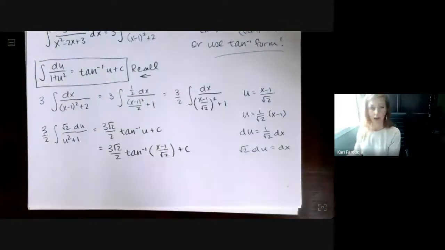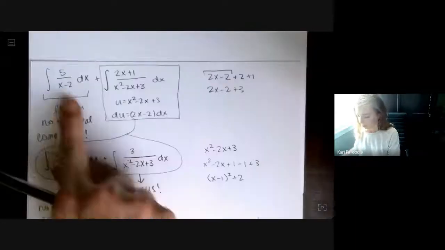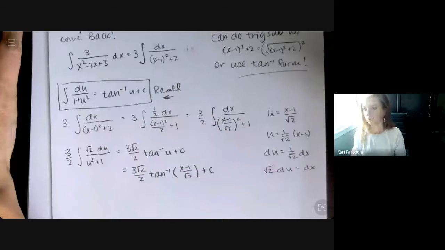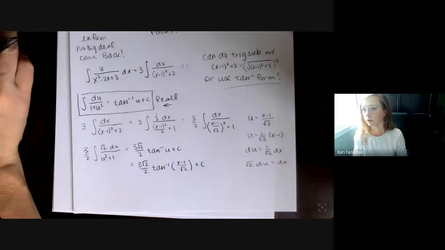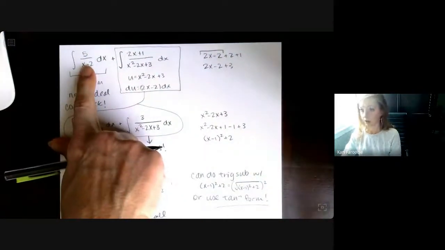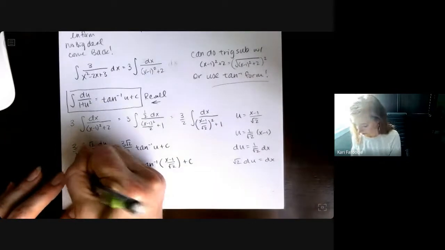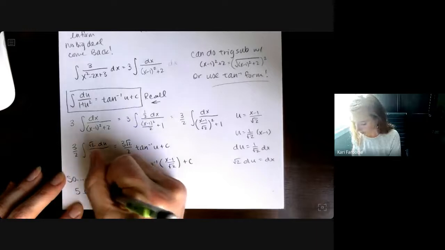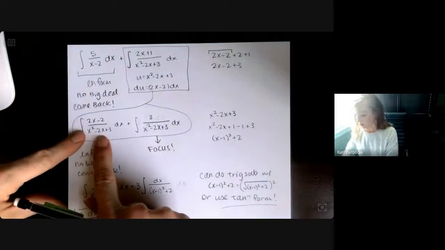Go back and get your other 2 integrals. One of them, see if I can zoom all the way back out. I can only go so far. One of them was up here, 5 over x minus 2 dx. So we have 5 times the natural log of x minus 2. That covers this integral. And then we said this was your other natural log form, no big deal.